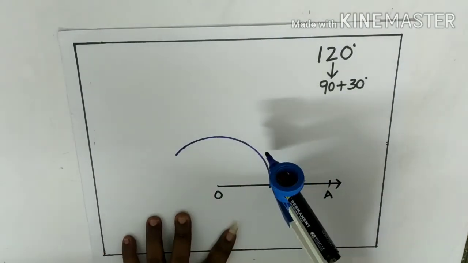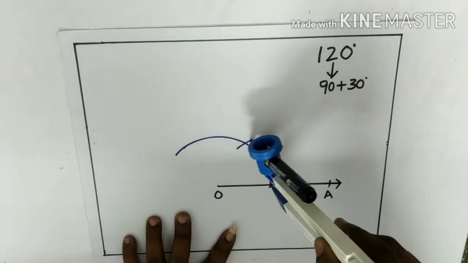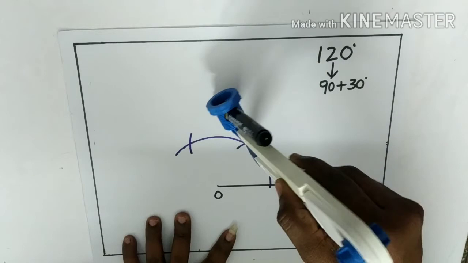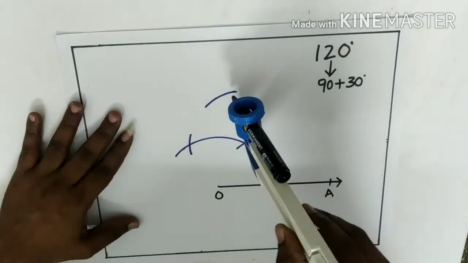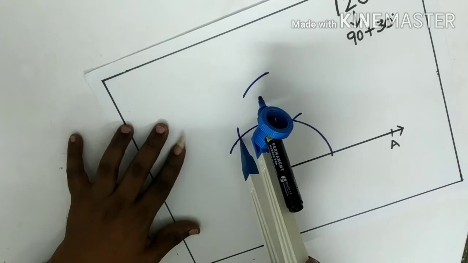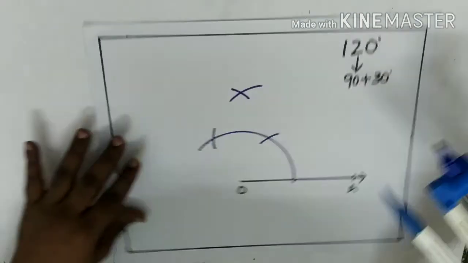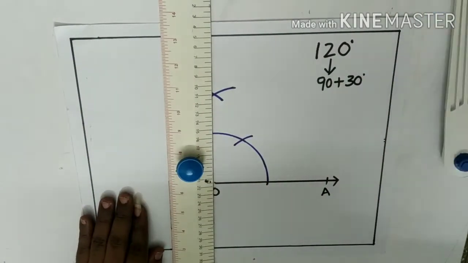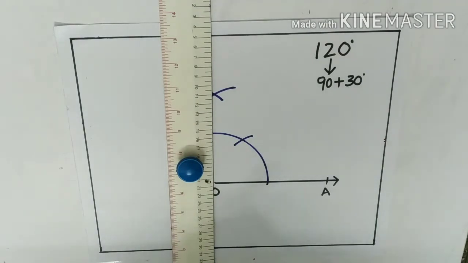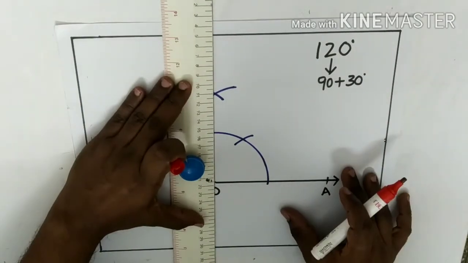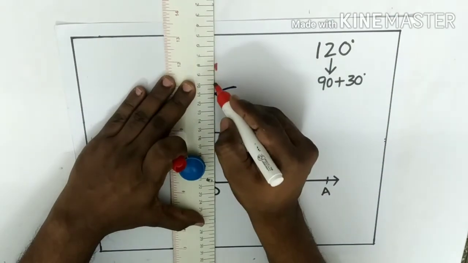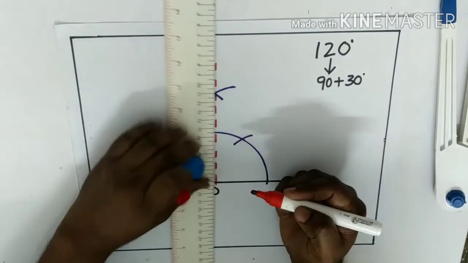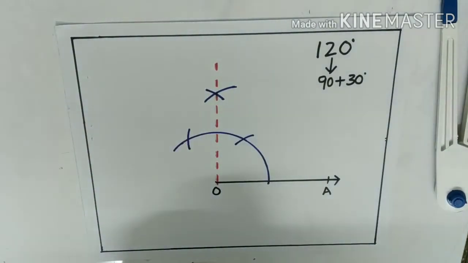Now from this part, draw one arc on the arc, and from here one arc on the arc and above the arc. From this point, cut the arc. Now joining the line, 120 degrees we need, 90 degrees we don't want. So this 90 degrees line should be a dotted line. So this is 90 degrees.